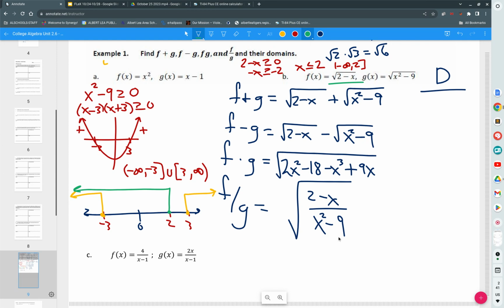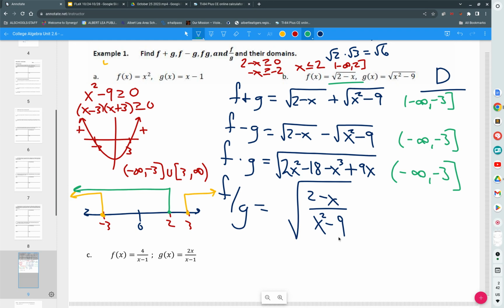I'm looking for the overlap. Do they overlap here? Do they overlap here? Do they overlap here? Do they overlap here? So from negative infinity to negative 3. So I got negative infinity to negative 3. This could be the same for the first 3.